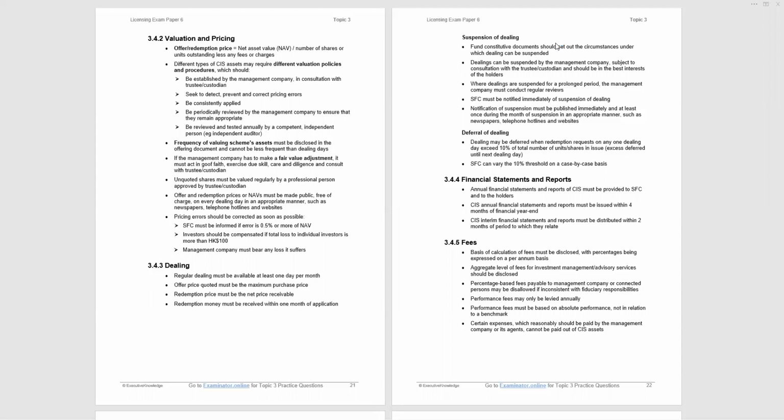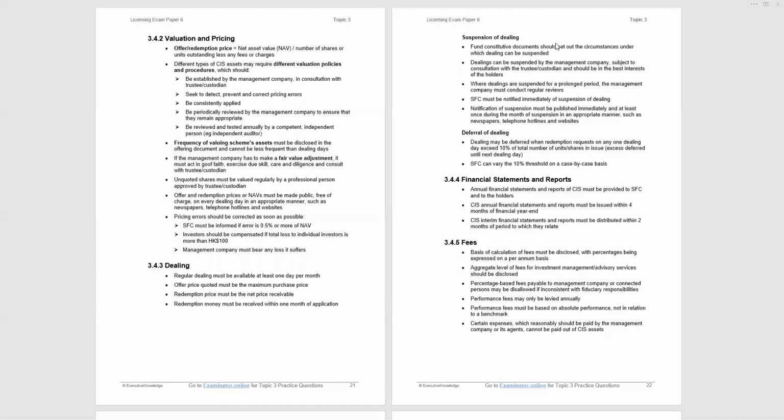Frequency of valuing scheme assets must be disclosed in the offering document, cannot be less frequent than the dealing days. If the management company is to make a fair value adjustment, it must act in good faith, exercise due skill, care and diligence, consult with the trustee custodian. We're then told unquoted shares must be valued regularly by a professional person approved by the trustee custodian. Offer and redemption prices of, or the net asset values, I should say, must be made public, free of charge, on every dealing day in an appropriate manner, such as newspapers, telephone hotlines, websites. That has been examined, be aware of that. The prices or net asset values being made public.